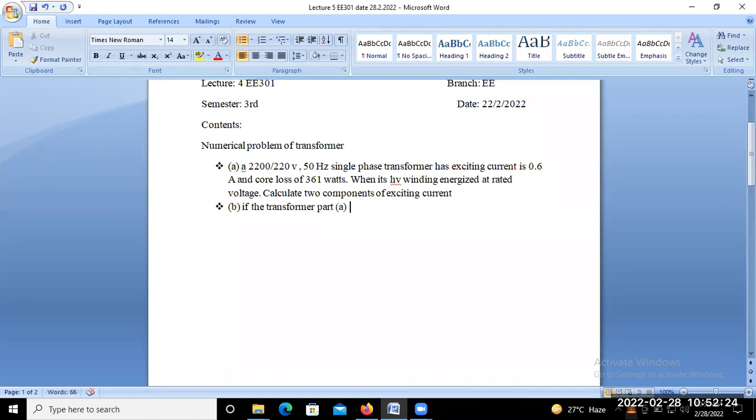Part A, supply a load current of 60 ampere at 0.8 power factor lag on its LV side. Then calculate the primary current and its power factor.